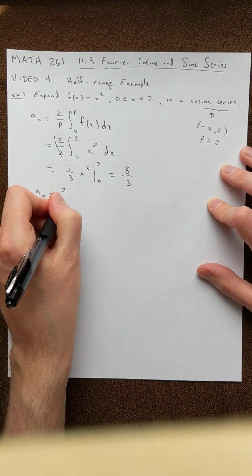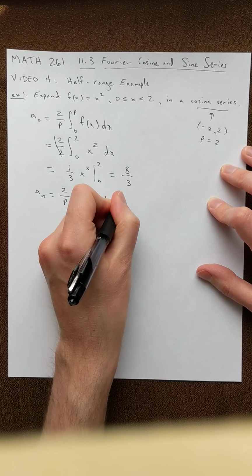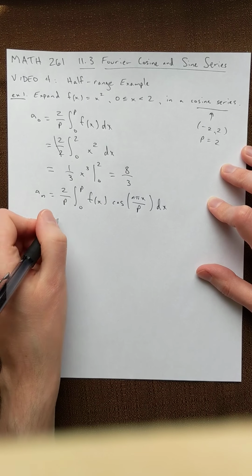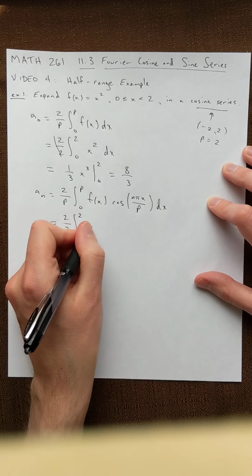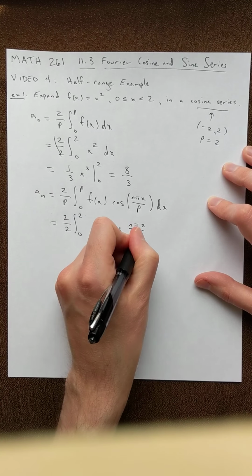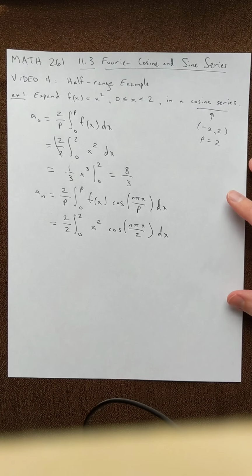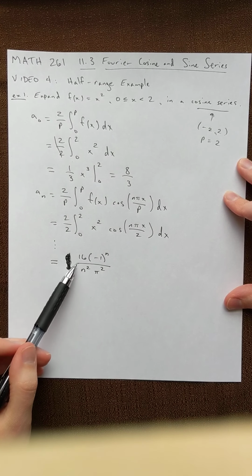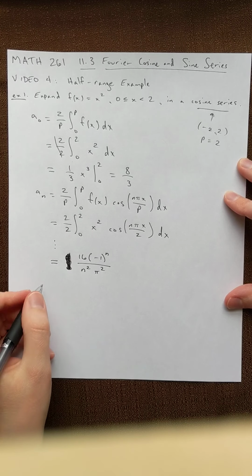An is 2 over p, definite integral from 0 to p, f of x times the cosine of n pi x over p dx. P is equal to 2, so we have 2 over 2, integral from 0 to 2, f of x is x squared, cosine n pi x over 2. Okay, and then this integral looks an awful lot like it's supposed to be integration by parts. And movie magic tells us that it's equal to 16 negative 1 to the n divided by n squared pi squared.